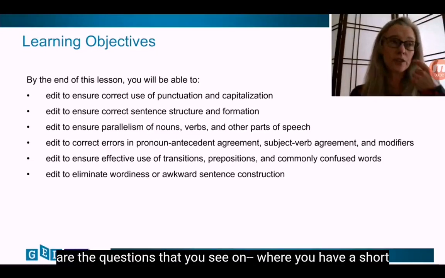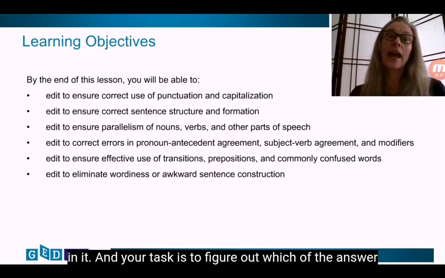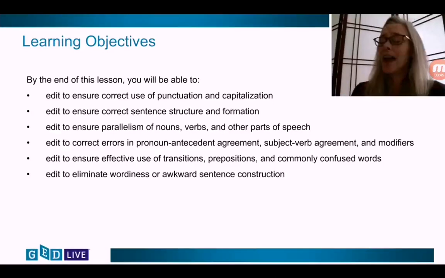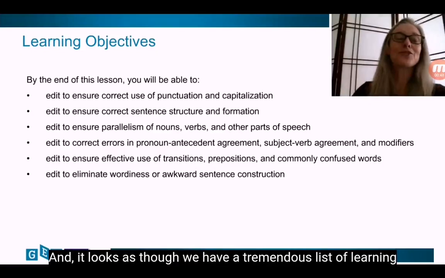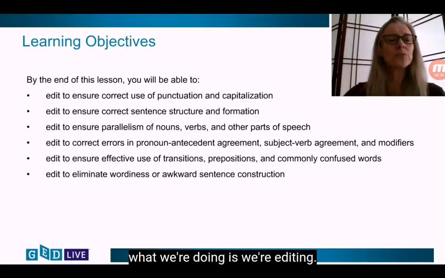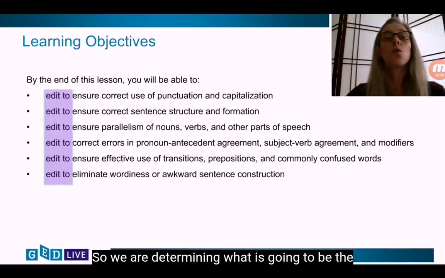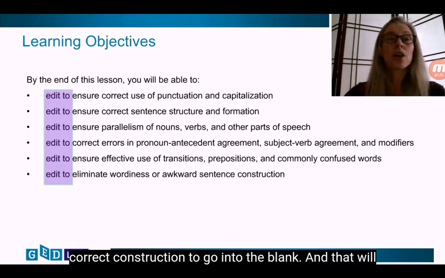Now, these are the questions that you see where you have a short paragraph or perhaps a long passage with several blanks in it. And your task is to figure out which of the answer choices correctly fills in that blank. And it looks as though we have a tremendous list of learning objectives here. But you can see that in each case, what we're doing is we're editing, right? So we are determining what is going to be the correct construction to go into the blank.